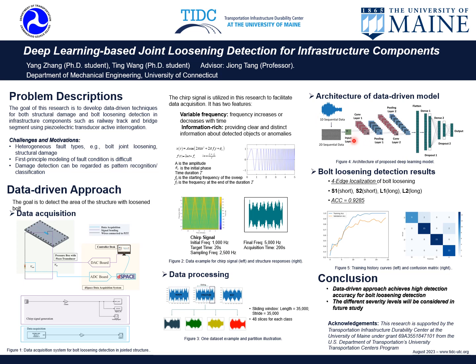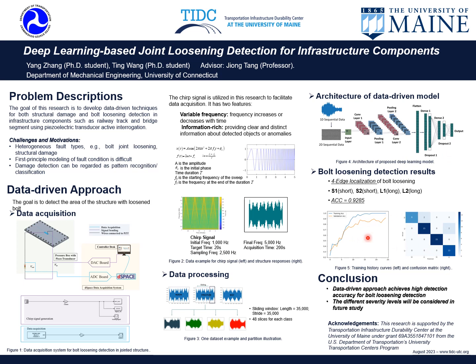As shown here, this is the architecture of the proposed deep learning model. Firstly, we convert the 1D sequential data into 2D data, and then the data passes through several convolutional neural network layers, a flatten layer, and a dense layer. Finally, we classify which area has the loosening bolts.